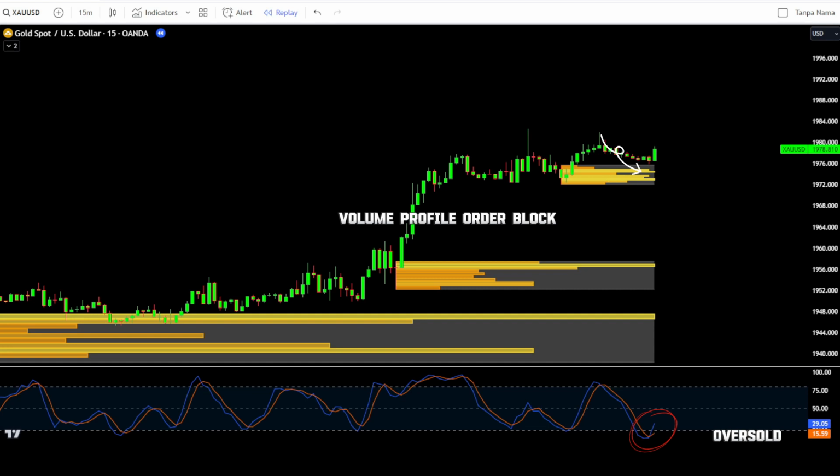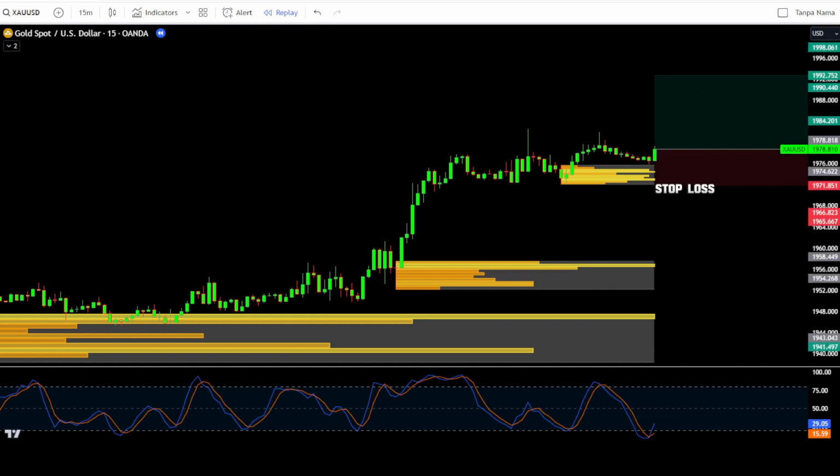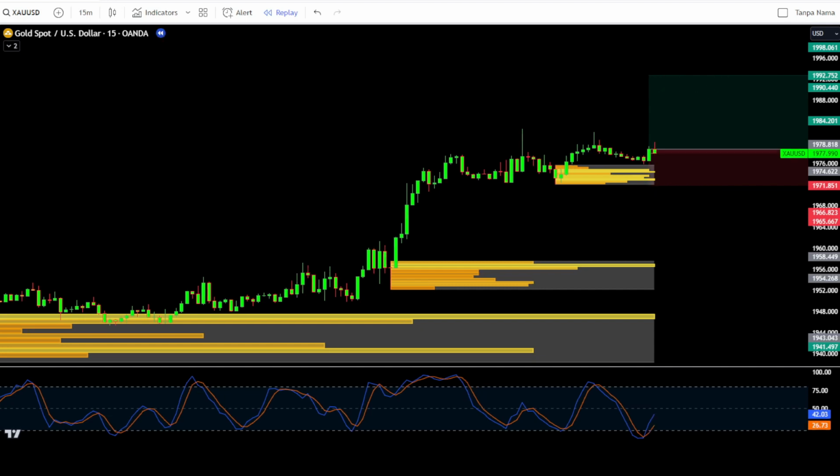Wait until the stochastic oscillator %K line crosses the %D line upward. Lastly, ensure that the formed candlestick is bullish. Place the stop loss below the support box or bullish volume profile order block. Target take profit using a risk-reward ratio of 1 to 2.